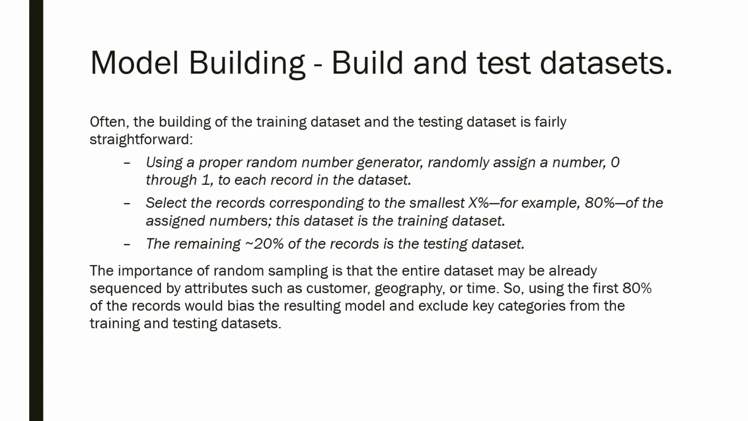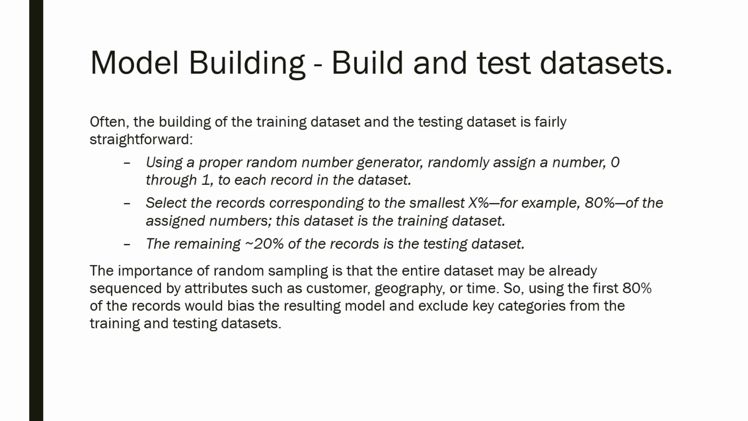You would select the records corresponding to the smallest percentage, for example 80% of the assigned numbers. This data set then becomes the training data, and the remaining 20% becomes the testing data. So it's just a way to separate it.